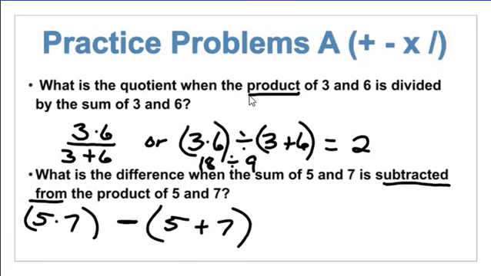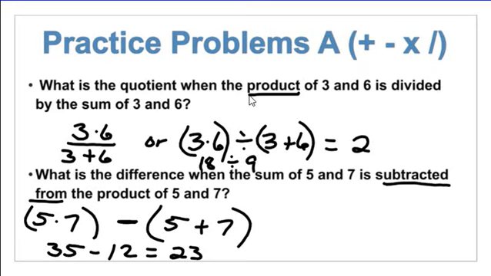5 times 7 is 35. 5 plus 7 is 12. I subtract my two numbers. 35 minus 12 gives me 23. And there would be our answer for that problem.